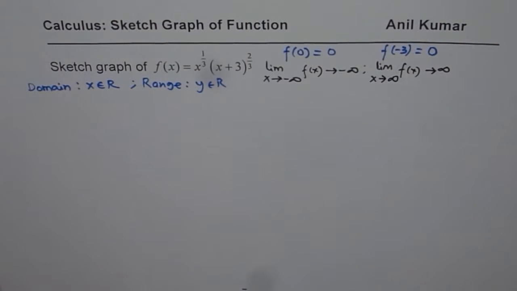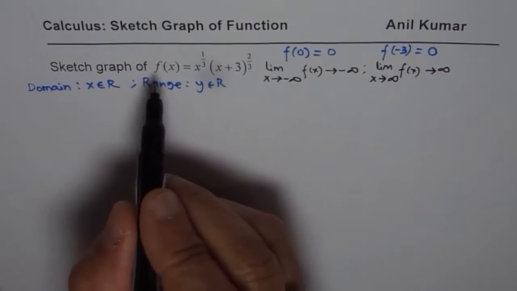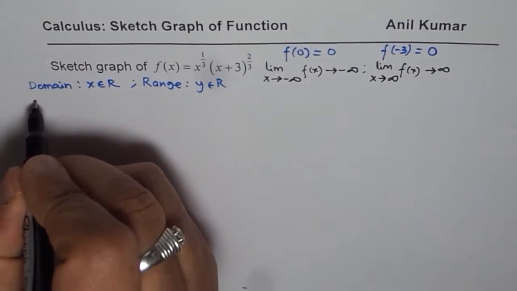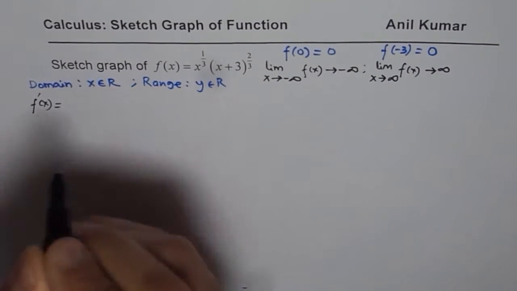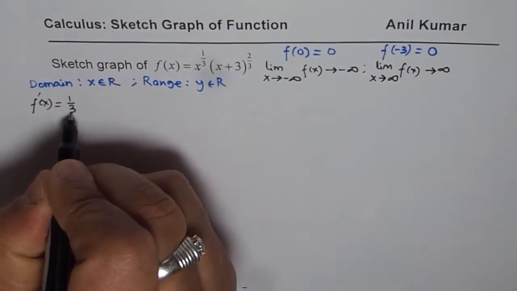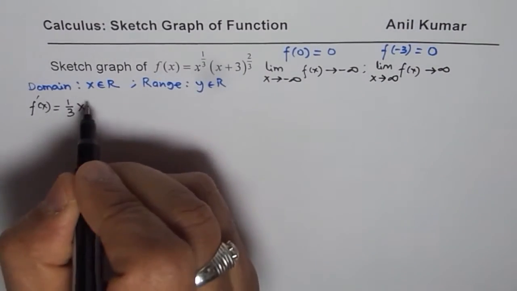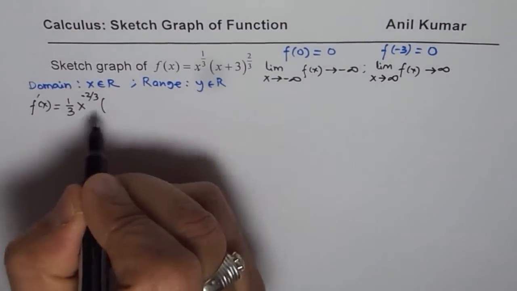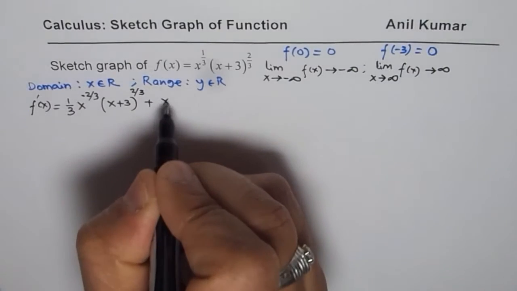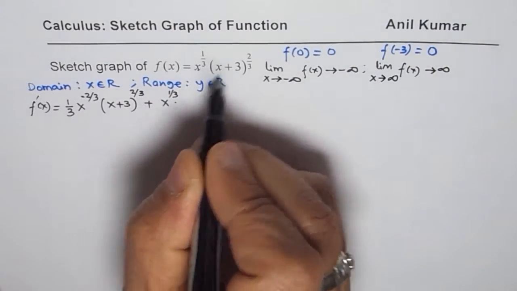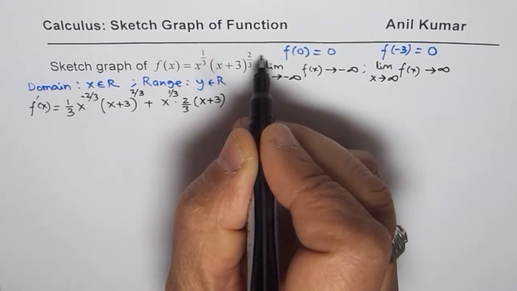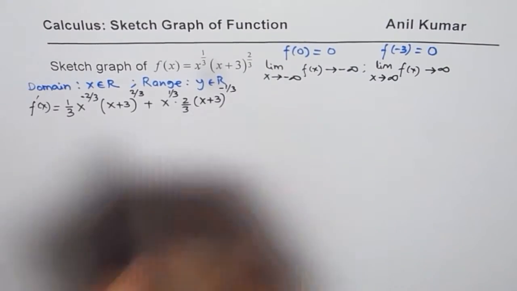The function is f of x equals x to the power of 1 over 3 times (x plus 3) to the power of 2 over 3. Let me write the first derivative here. We'll apply the product rule. The derivative of x to the power of 1 over 3 is 1 over 3 x to the power of 1 over 3 minus 1, that is minus 2 over 3, times (x plus 3) to the power of 2 over 3, plus the first function, x to the power of 1 over 3, times the derivative of the second, which is 2 over 3 (x plus 3) to the power of 2 over 3 minus 1, that is minus 1 over 3.